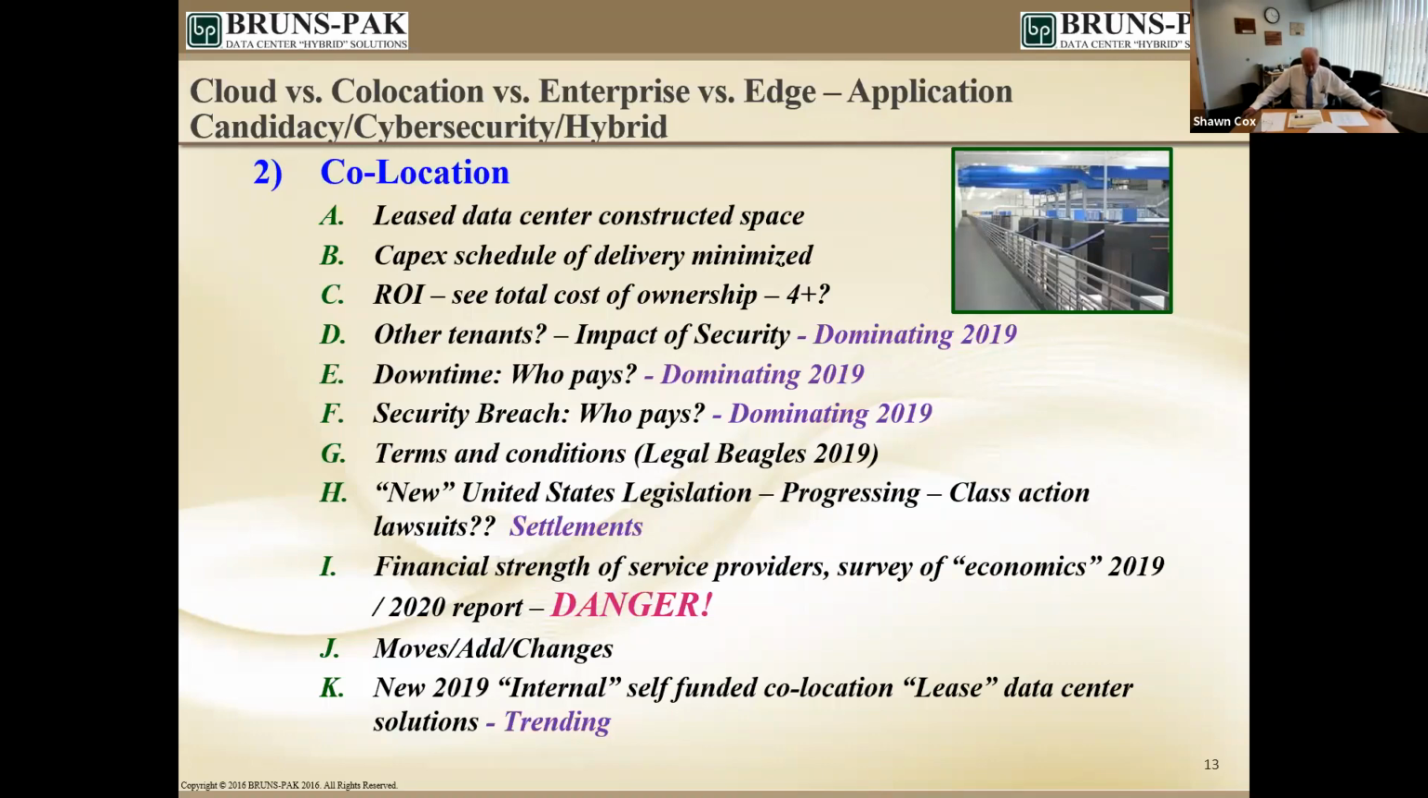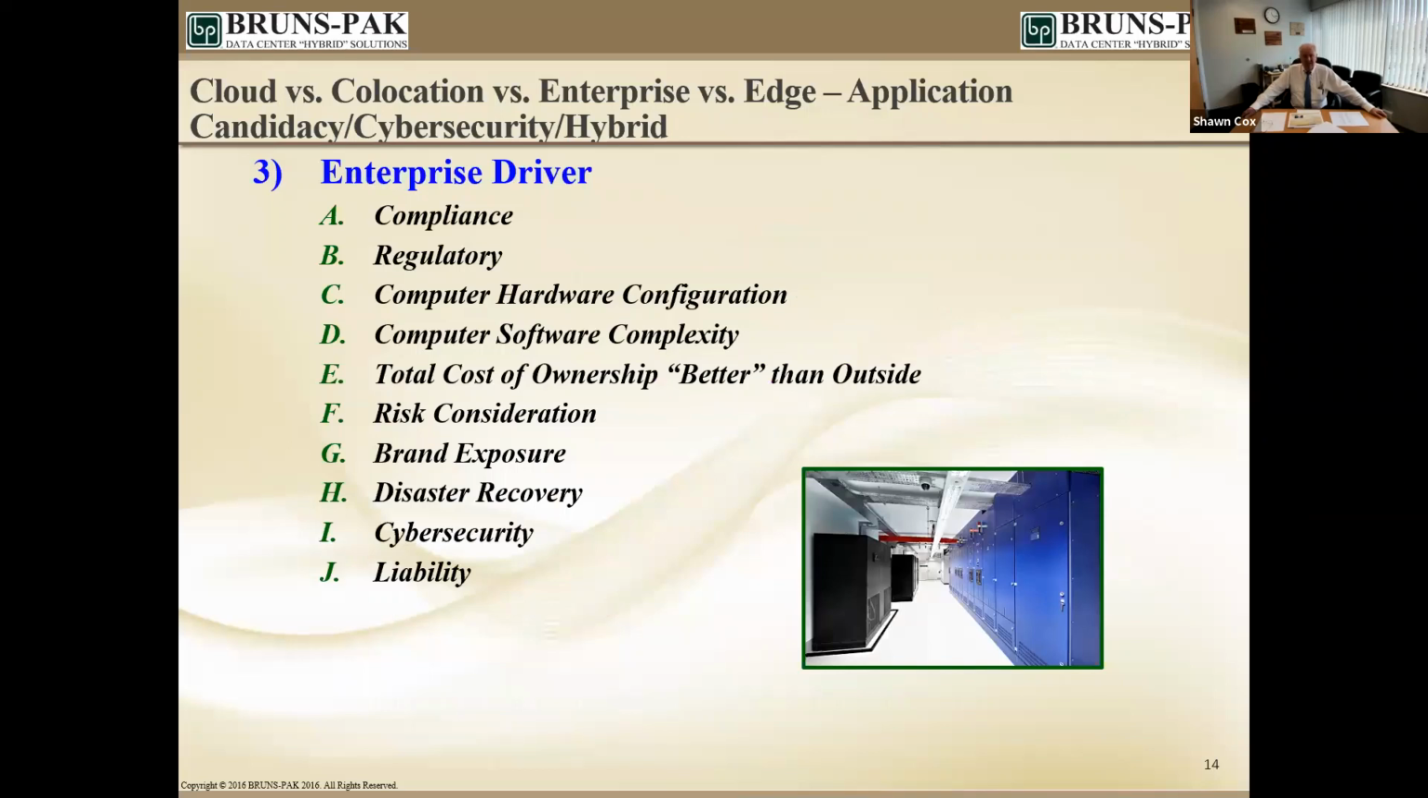Enterprise drivers, what are they? Compliance, regulatory issues are driving some of this back into the enterprise or keeping it in the enterprise. The hardware configuration, some of these complex hardware configurations and software certainly lend themselves to be there. Total cost of ownership is better than outside. This is key. When you do a total cost of ownership versus best practice versus risk, think about those 19 elements going back. This is very, very important to do a vendor neutral analysis.